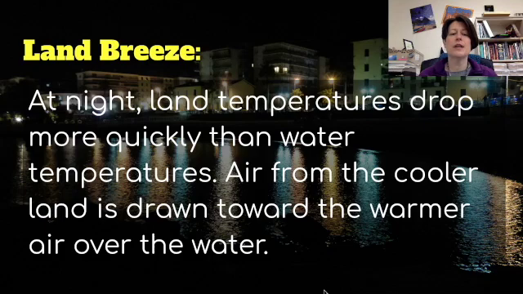The land cools down, that is, it gets colder, forming an area of high pressure. The water now is what is heating up the air. The air is rising over the water, so now the high pressure over the land moves to the low pressure over the water. So you now have a land breeze. The breeze is coming from the land.